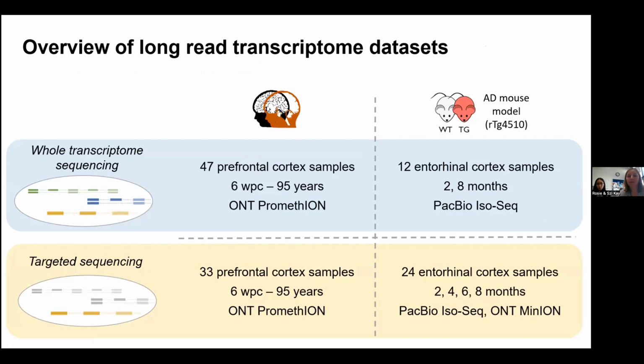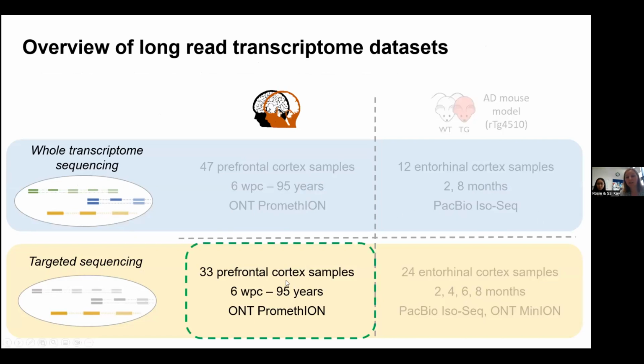So everything I've shown you up until now has been whole transcriptome sequencing. That's unbiased transcriptome sequencing of our samples. However, we can perform targeted sequencing. So we've taken a subset of the whole transcriptome sequencing samples, same age range, and performed targeted sequencing again on the Oxford Nanopore Promethean platform.